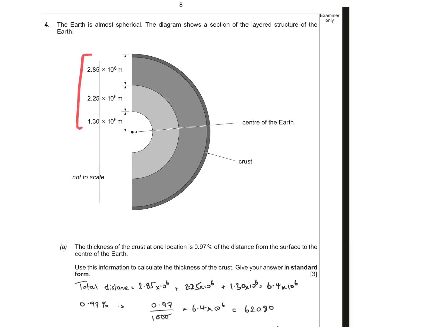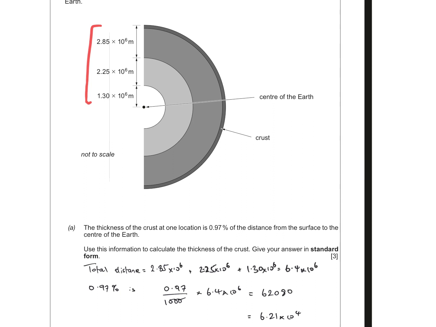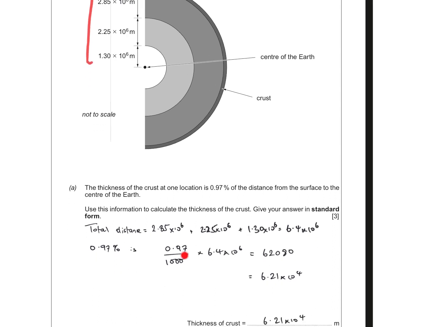Well, the first thing I'm going to do is add all those numbers together. 2.85 times 10 to the 6, plus 2.25 times 10 to the 6, plus 1.3 times 10 to the 6, and I get 6.4 times 10 to the 6. Please don't fall into the trap of adding up the times 10 to the 6s as well. You don't have to do that. I'm then going to find 0.97% of that. So I'm going to do 0.97 over 100 times 6.4 times 10 to the 6.